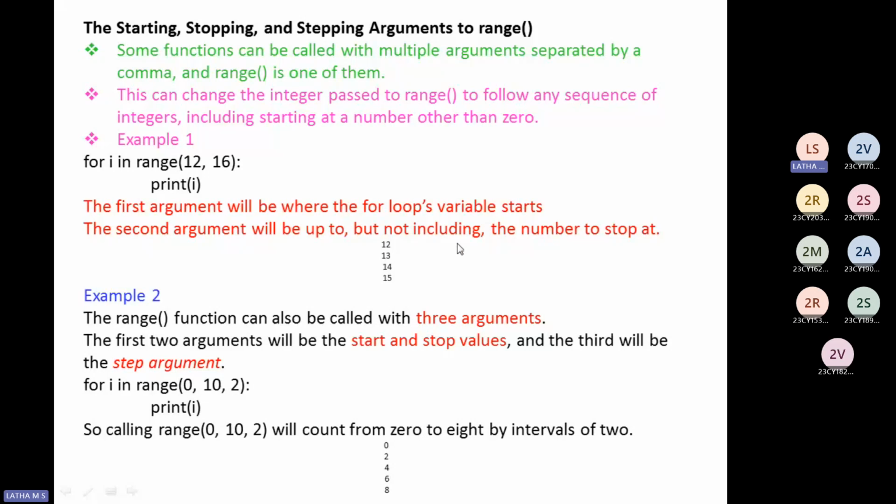But not including the number to stop at. So you'll get the answer as 12, 13, 14 and 15. Similarly, if I take one more example, for i in range(0, 10, 2), and I ask for print, the answer will be 0, 2, 4, 6, 8. But 10 will not be included. So that is a range function.